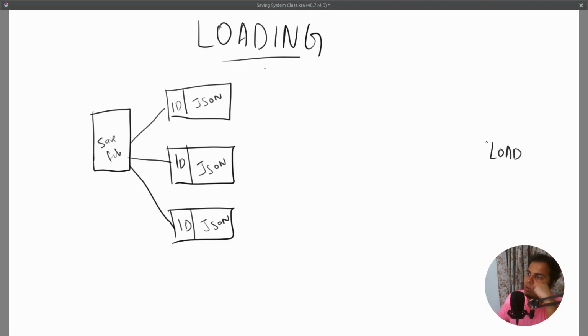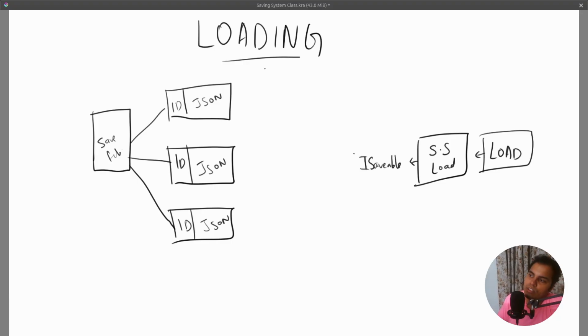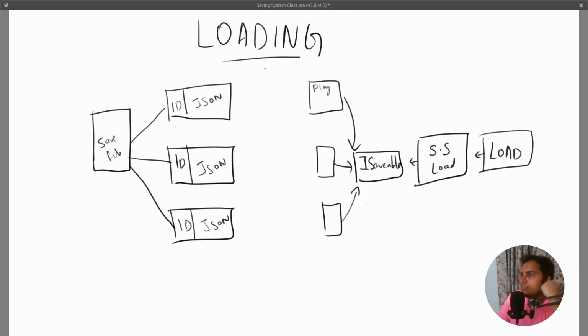Now when we load, I want you to think from this direction. When we load, we call the SaveSystem load. Now what will we load? It only depends on the ISaveable interface. Whatever object implements this interface, let's say this is the player, this is enemy 1, enemy 2, whatever it is, we can restore all of the JSON save data for each entity, and the whole thing revolves around this ISaveable interface.